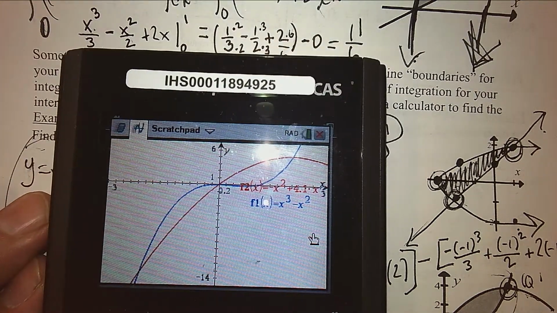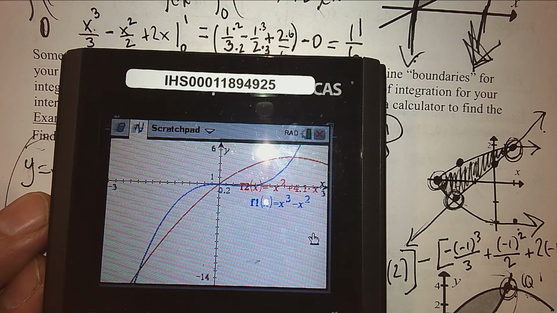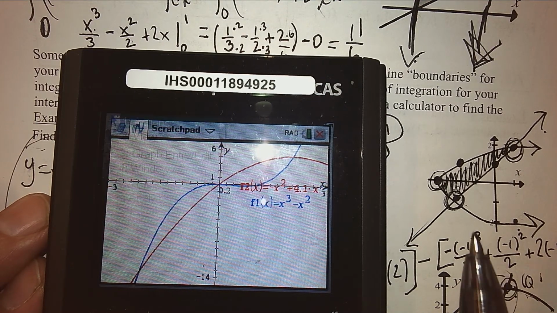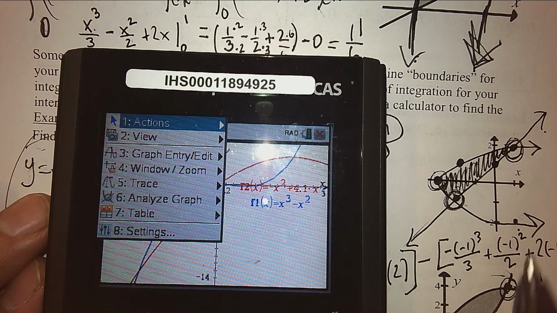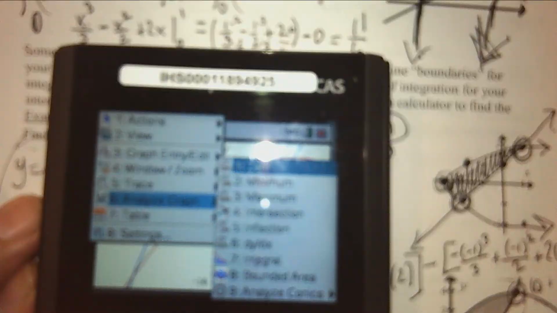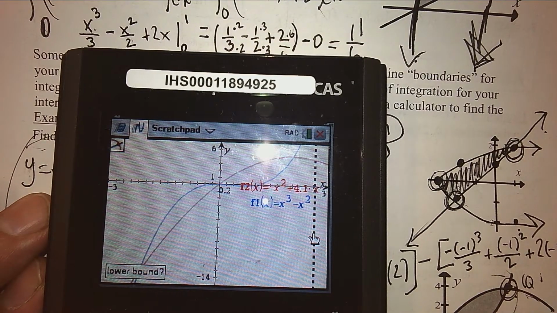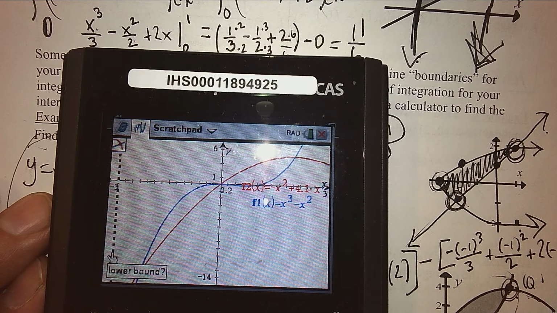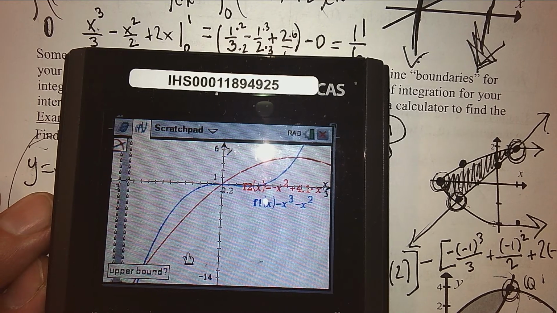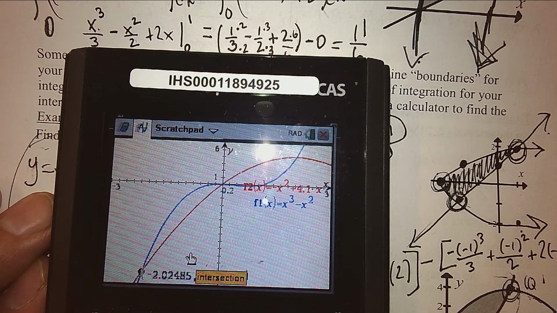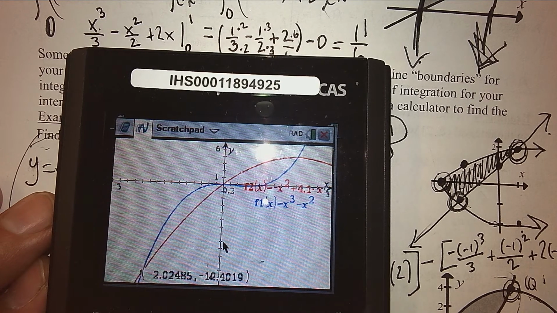So obviously what I need to find are the points of intersection. So how do I find that to begin with? Go to Menu, go to Analyze, go to Intersection, which is 4. And again, it's going to ask for the lower and upper bounds. I'm going to go way left, more than I need, way right, more than I need, and it's going to give me that point of intersection that's right there.